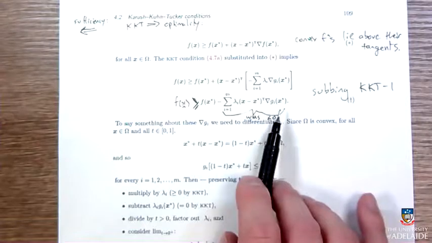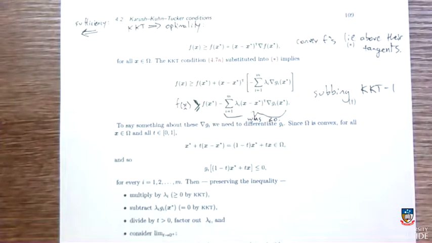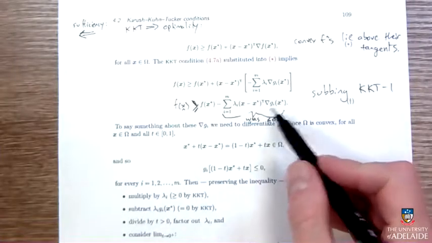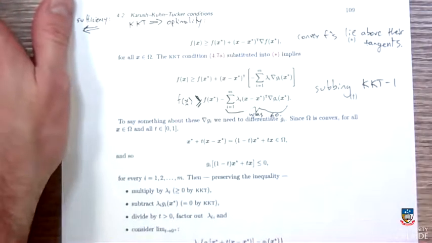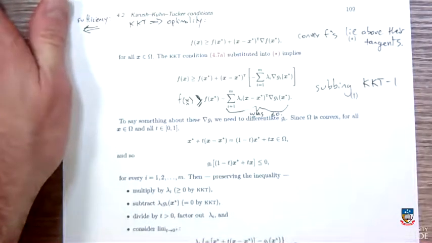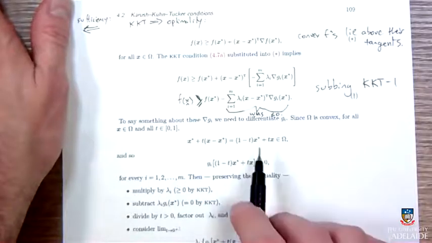So the rest of the game here is about getting some expression for the gradient of GIs. So what can I say about the GIs? Well, I know that the GIs are all convex. That's one of my other pieces of information that I can use. So let's use that. Right?